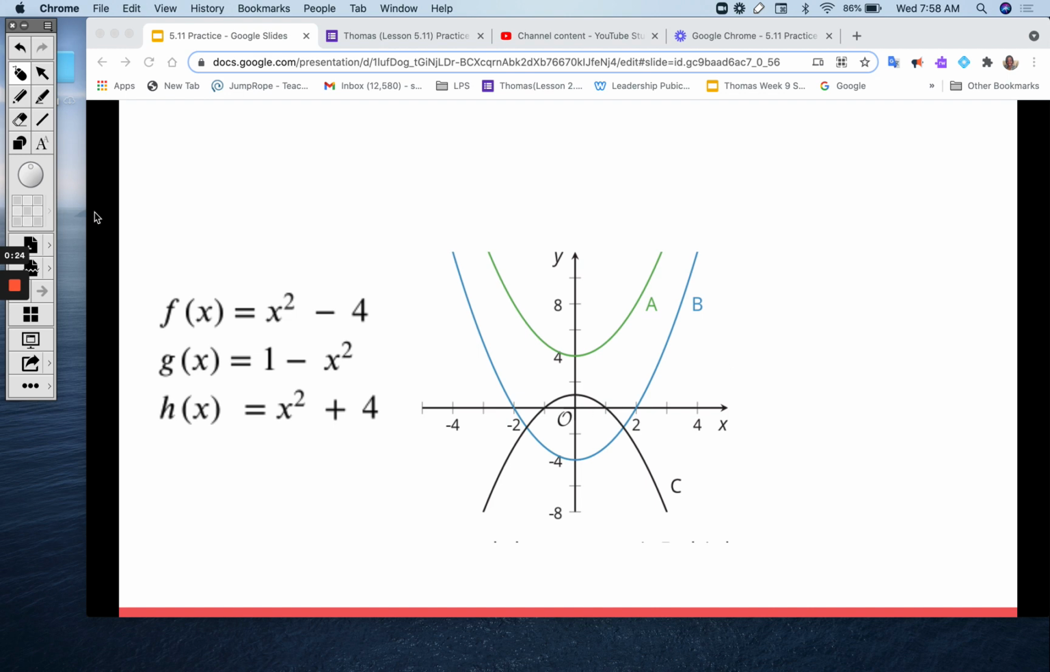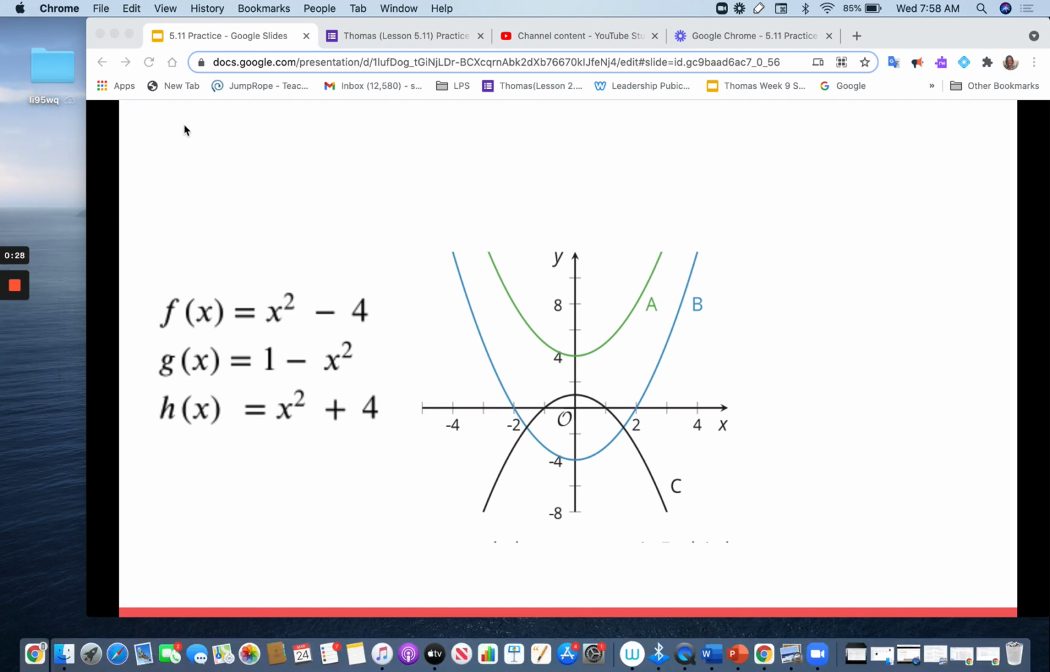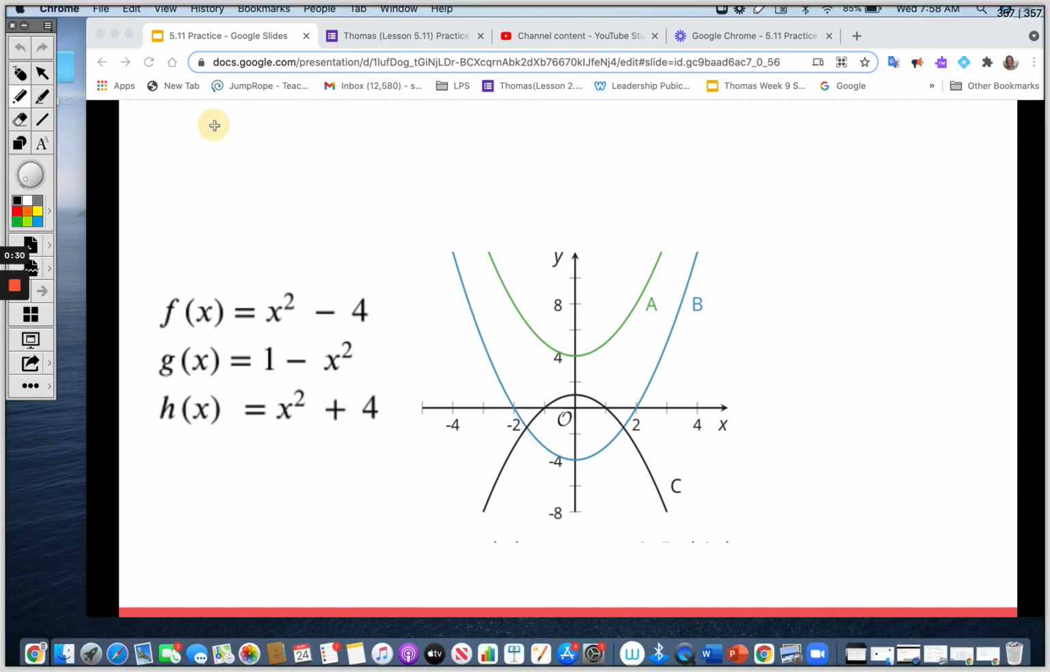So when we look at this, we need to recall that the standard form of the equation is ax squared plus bx plus c. The a portion tells us whether the graph is opening up or down. And the c part of the equation tells you where you can find your y-intercept.